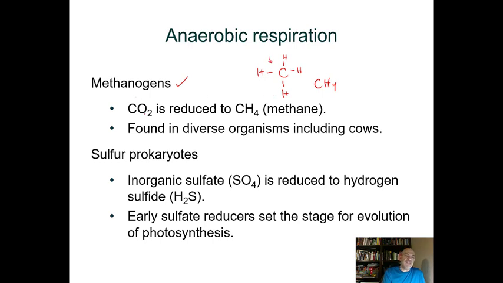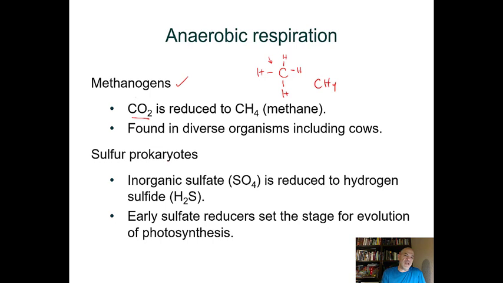So for methanogens, a molecule like CO2, inorganic, is going to be the final electron acceptor. It'll be reduced as we put hydrogens on there with the electrons to produce CH4. This type of metabolism is found in diverse organisms, but we're talking about microbes. It says including cows, but not the cow itself, the animal tissue, but within the gut of the animal, there are microorganisms that can produce methane by anaerobic respiration.